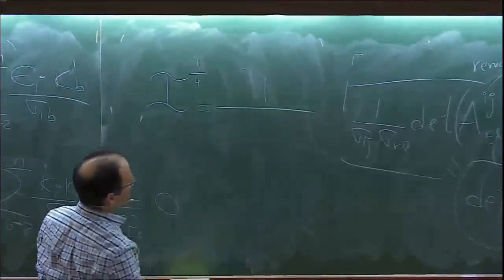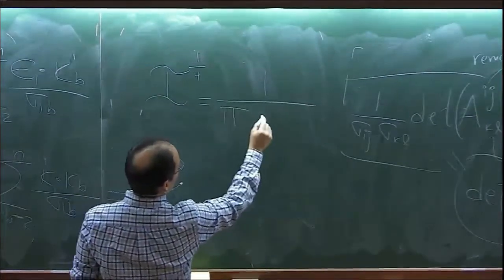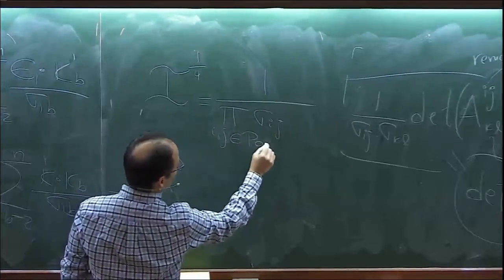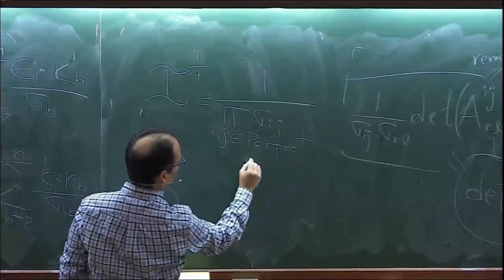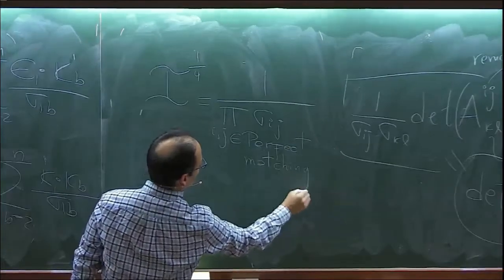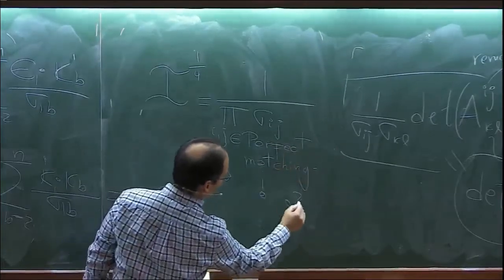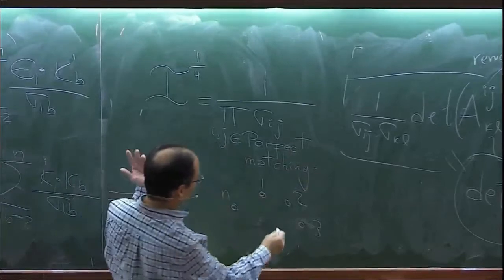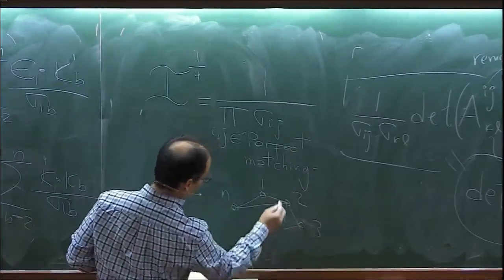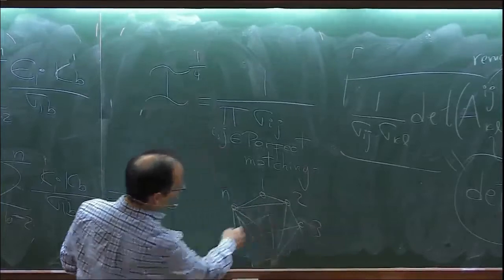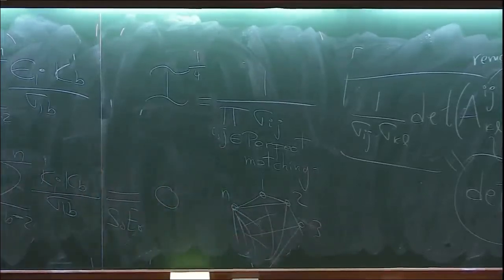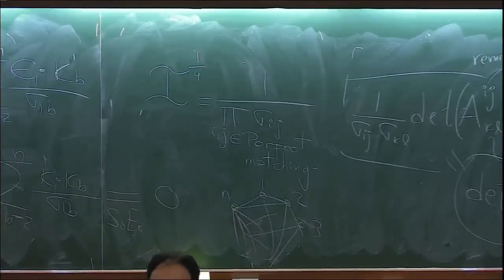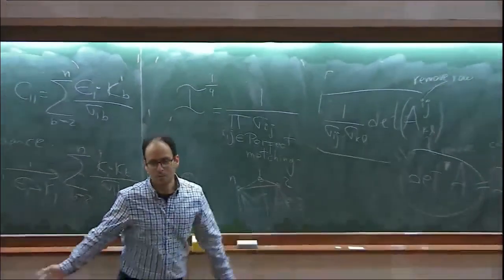It's 1 over the product of sigma i j, where i and j belong to a perfect matching of the complete graph with n vertices. So what is a perfect matching? Well, just think that there is a room with n people. Of course, n has to be even, otherwise there wouldn't be any perfect matching. And then you ask people to pair up.